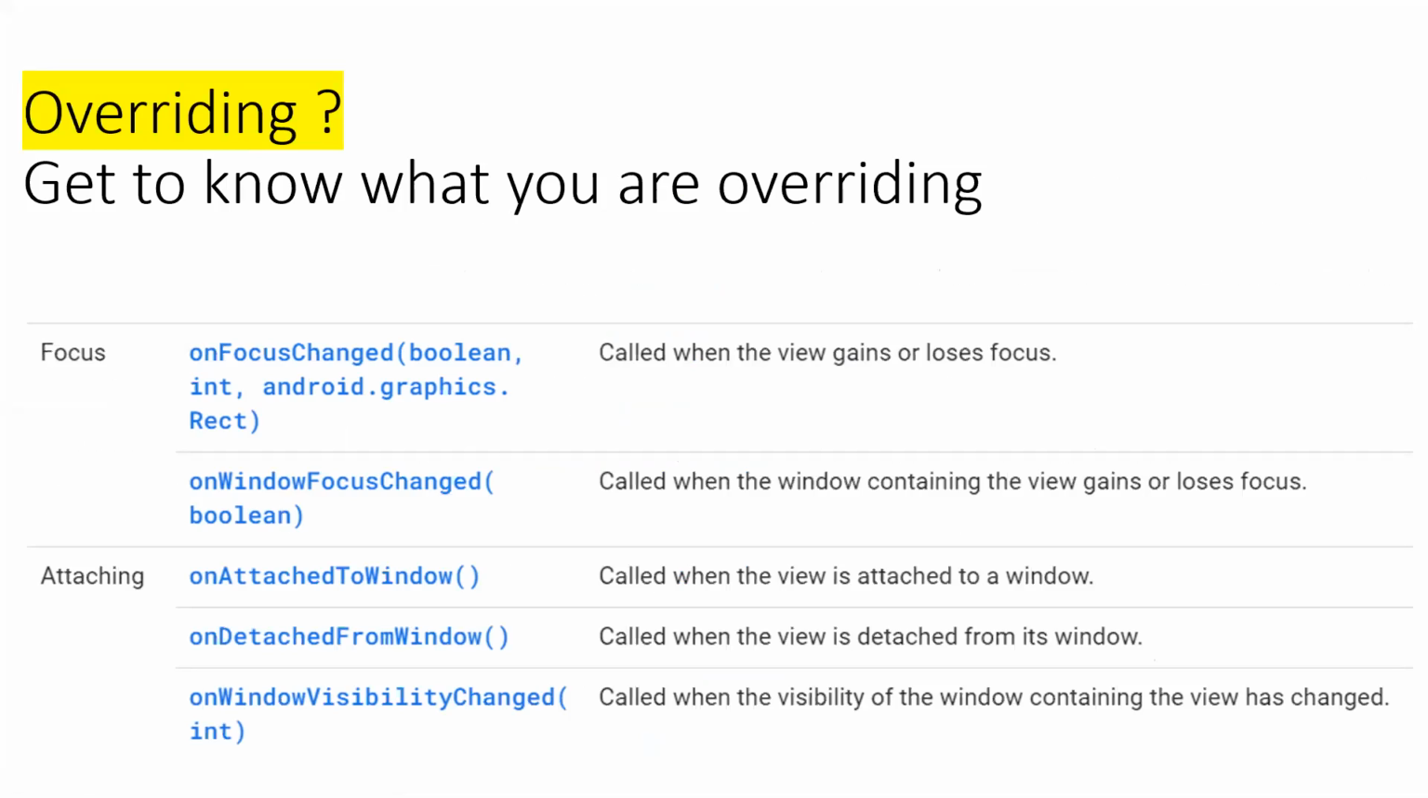When a view is attached to a window, there is a method onAttachedToWindow. When a view is detached from its window, there is a method called onDetachedFromWindow. There's another method which is called when the visibility of a window containing the view has changed. That method is called onWindowVisibilityChanged. So you need to know these methods before you think that you are going to override some of them. And when do you need to override? Either you are building a custom view or you are doing something with the view group. Otherwise you do not need to override them.